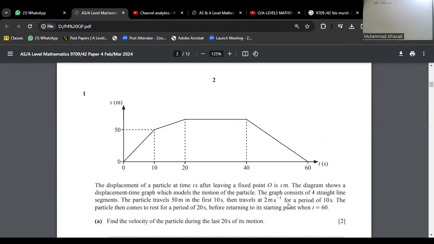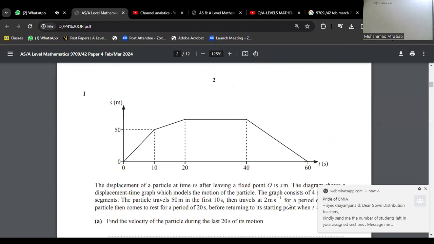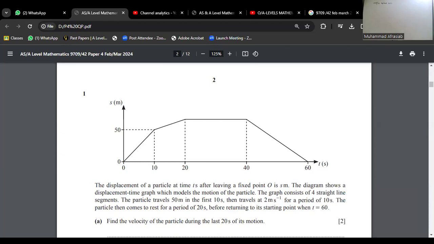Question number 1. The displacement of the particle at t seconds after leaving a fixed point O is s meters. The diagram shows a displacement time graph which models the motion of the particle. The graph consists of 4 straight line segments.